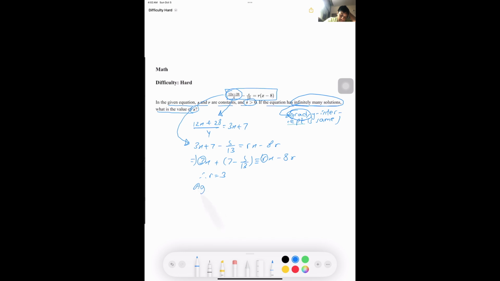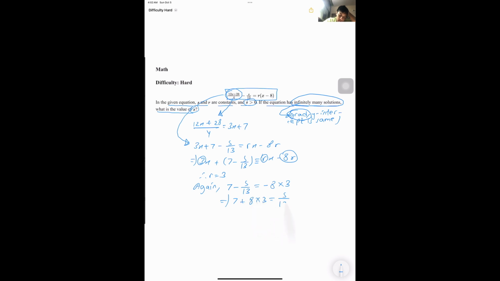Again, 7 - s/13 is equal to -8 into 3, because it's 8r, or 7 + 8 into 3 is equal to s/13, or s is equal to 13 into, let's use the calculator, 8 into 3 plus 7, this thing is 31, or s is equal to 13 into 31, which is 403.